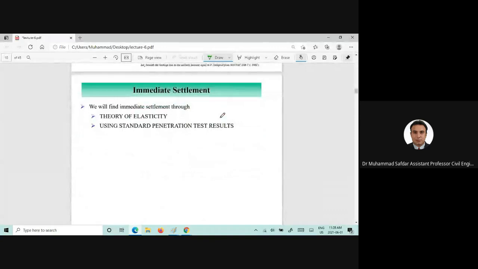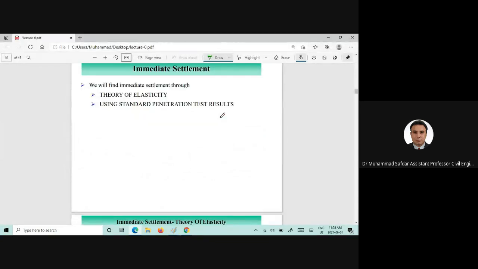Now coming back to the settlement, there are 2 methods which are used to find out the immediate settlement of the foundations. One method is the theory of elasticity, and the other method is the standard penetration test.